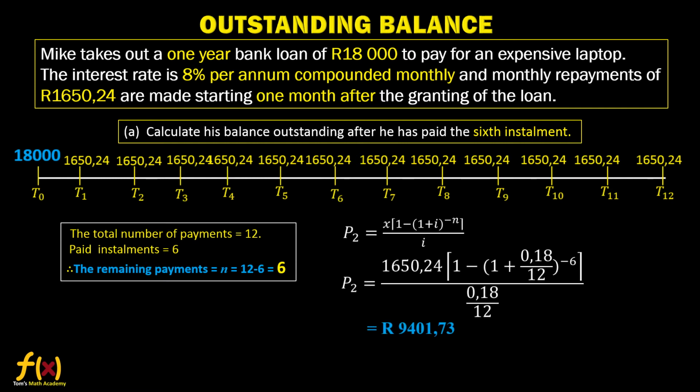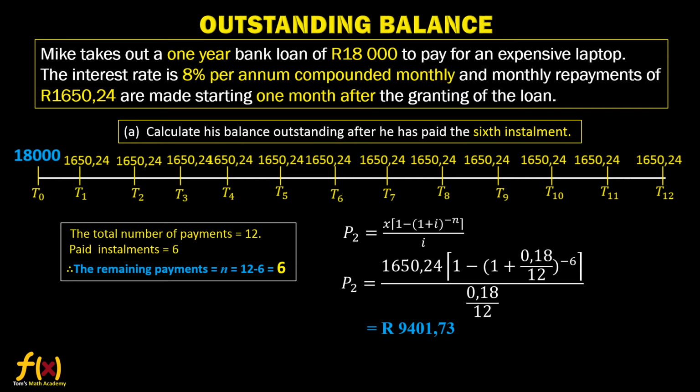We use the formula for present value. After 6 months, the amount outstanding is the present value from there. So another 6 months to pay. We substitute into the formula, say P2 for example, the monthly amount X, and power minus 6, remember that.